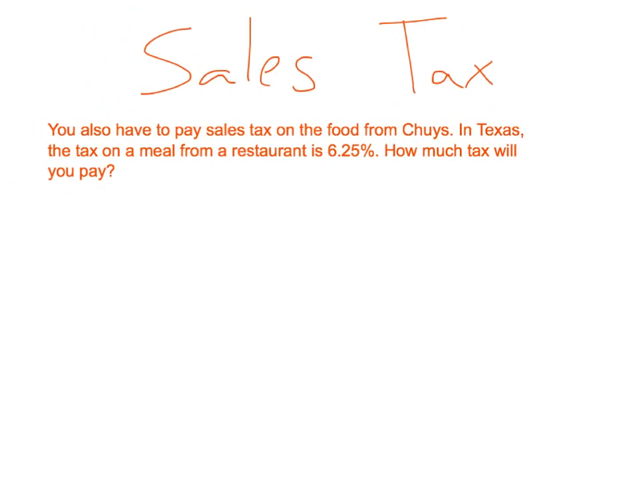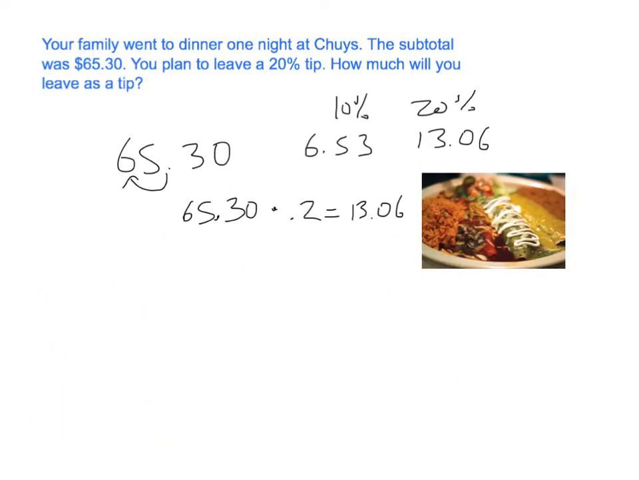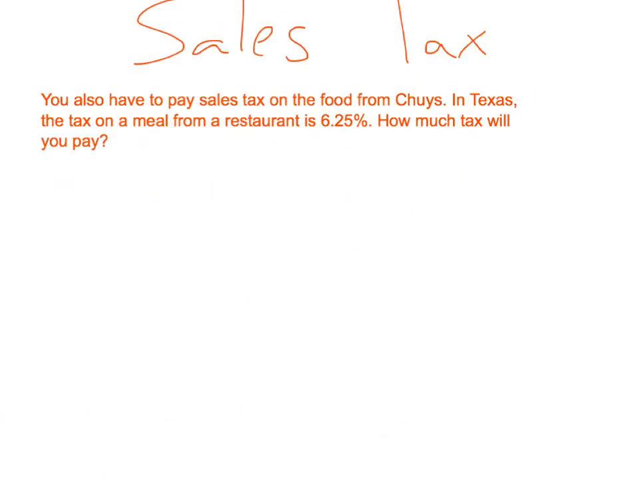Let's talk about sales tax. So let's say you also have to pay sales tax on the food from Chuy's. In Texas, the tax on a meal from a restaurant is 6.25%. How much tax will you pay? All right, so tax is based on the subtotal. Okay, so let's go back here. Our subtotal is what? 65.30.